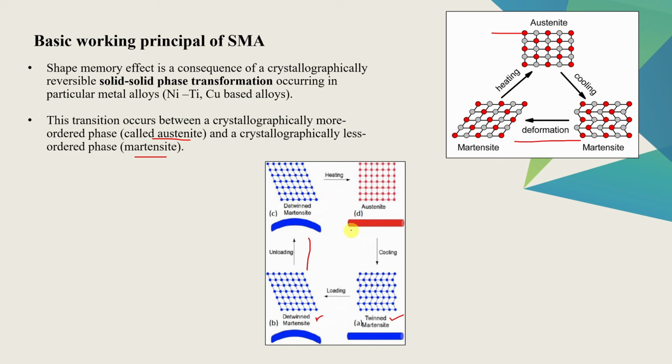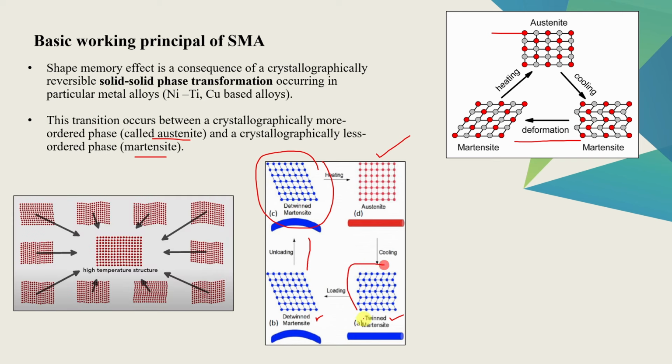Now the thing to focus on here is that austenite is a highly ordered phase, so there is only one orientation possible in austenite. But with detwinned martensite, there can be multiple stable arrangements. So let's say you started with this twinned martensite, and if you apply different loads, you will get different stable arrangements of detwinned martensite. But all those different stable arrangements eventually lead to the same austenite arrangement, and you can see that over here.